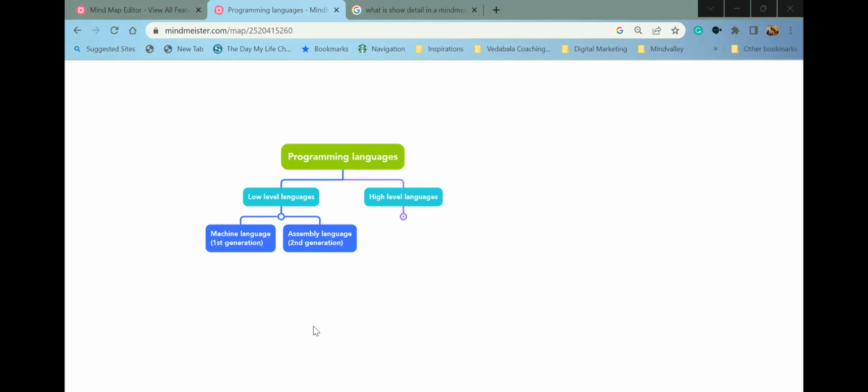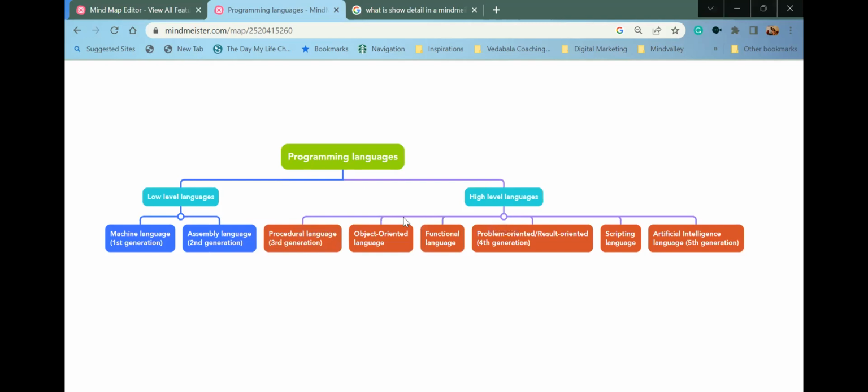After these two machine-friendly languages, the programming language evolved into something called high-level programming language, which are also called human-friendly programming languages. In these languages, there is a much higher level of abstraction as compared to the low-level languages. And these high-level languages are of the following subcategories.